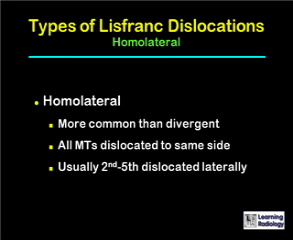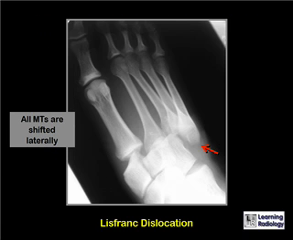There are two basic types of Lisfranc dislocations. The homolateral variety is more common than the divergent variety. In the homolateral type, all of the metatarsals are dislocated to the same side, and usually it's the second through the fifth metatarsals that are dislocated laterally. This is an example of a homolateral Lisfranc dislocation.